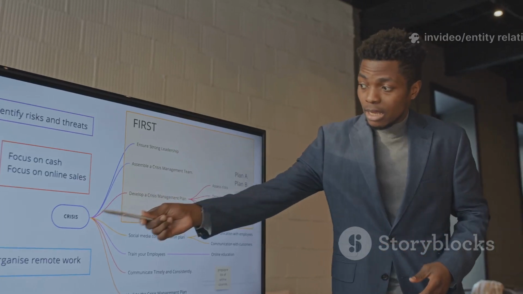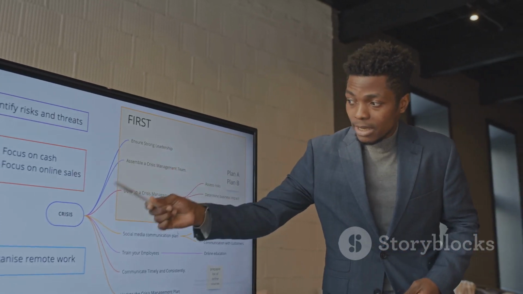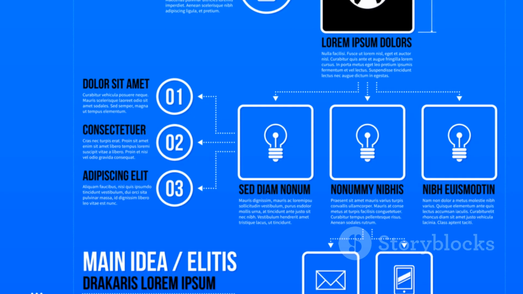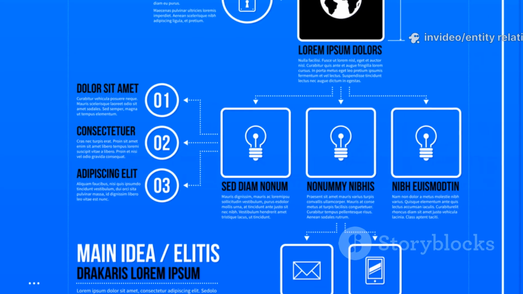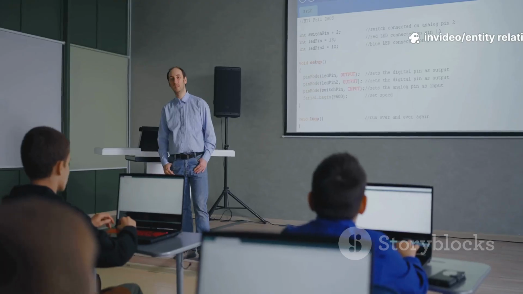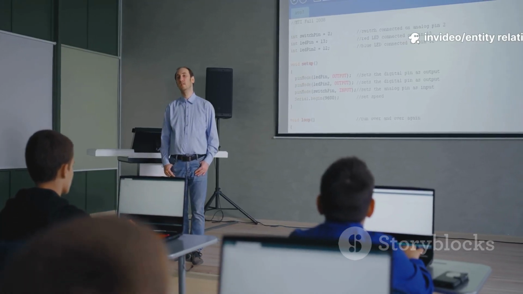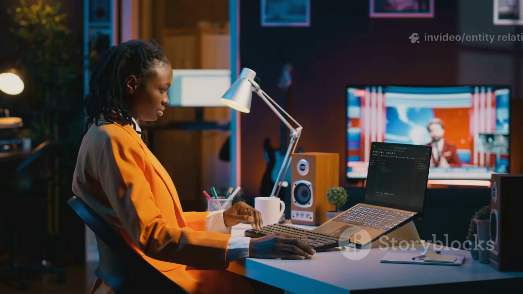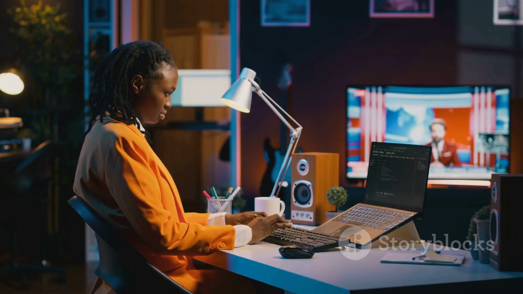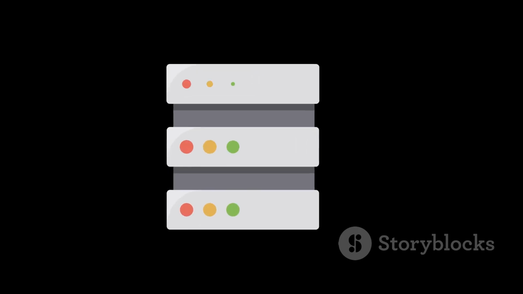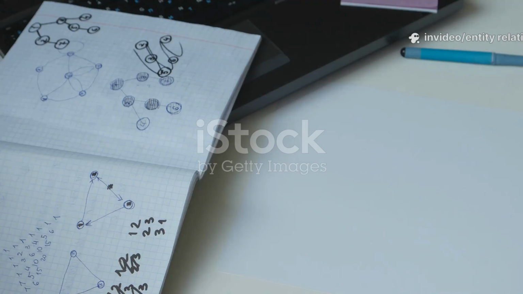Identifying these three elements lets us map out the data landscape clearly. Entities define what we track, attributes describe them, and relationships show their connections. This framework organizes complex information into a logical structure. Mastering these basics is the first step to effective database design. With these building blocks, we can model any system's data.